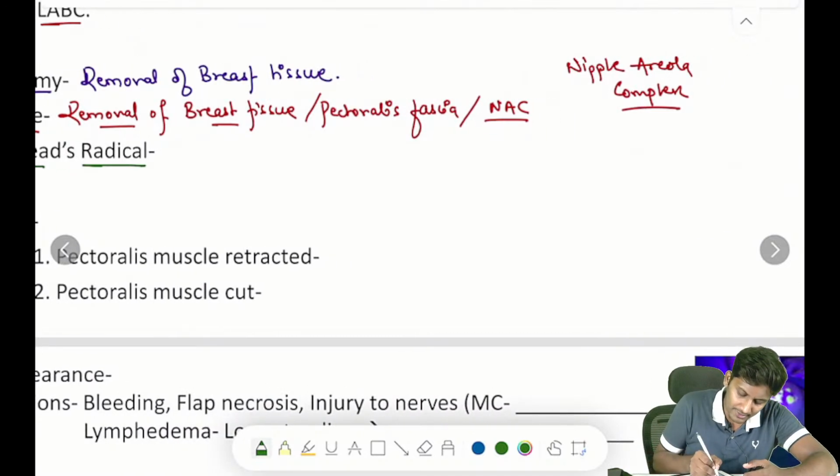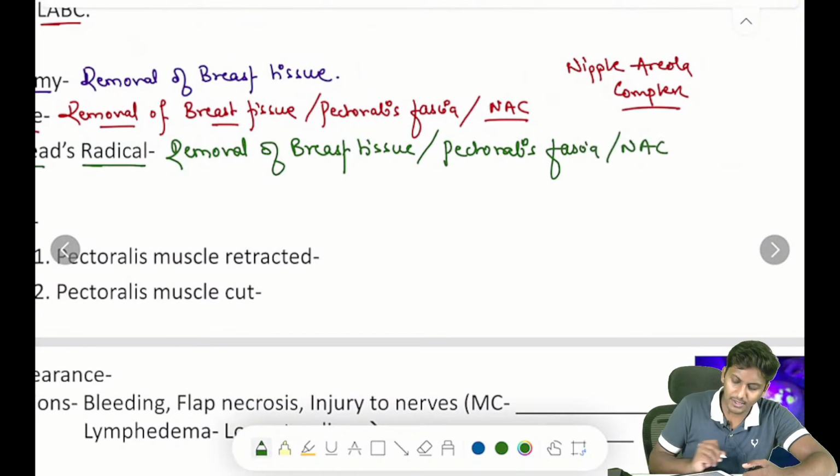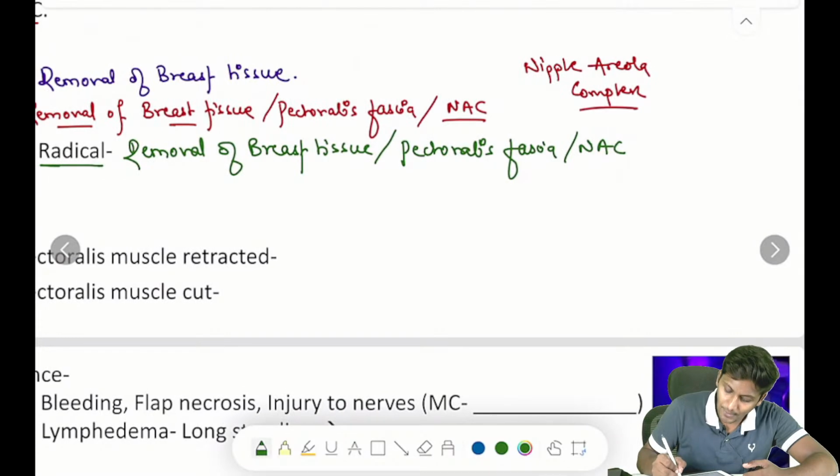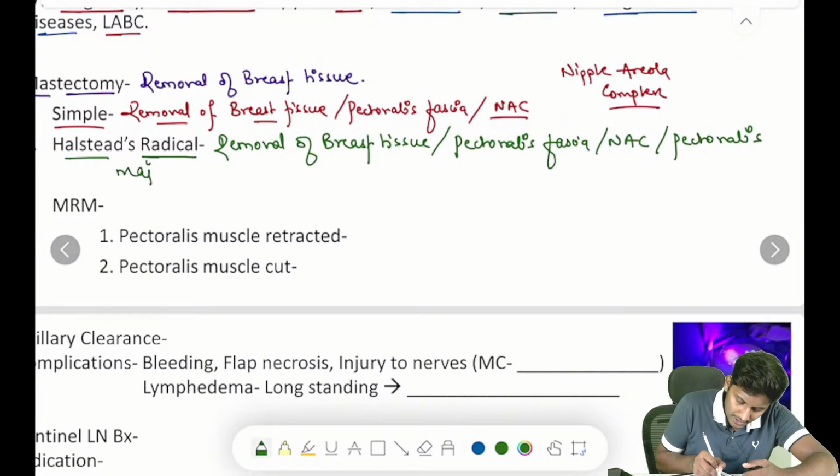So Halstead's radical mastectomy, it is removal of what? It is removal of the breast tissue, the pectoralis fascia, and the NAC, nipple areola complex. Up to here it was simple mastectomy. Plus, here we are also going to remove the pectoralis major muscle and even the pectoralis minor muscle.